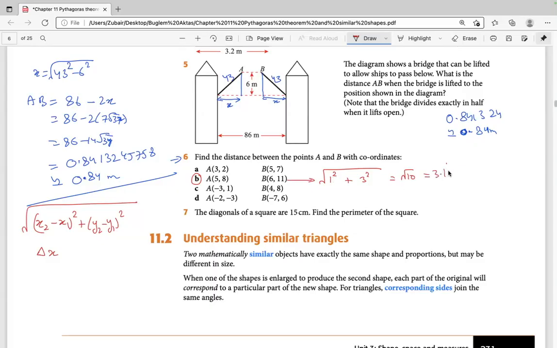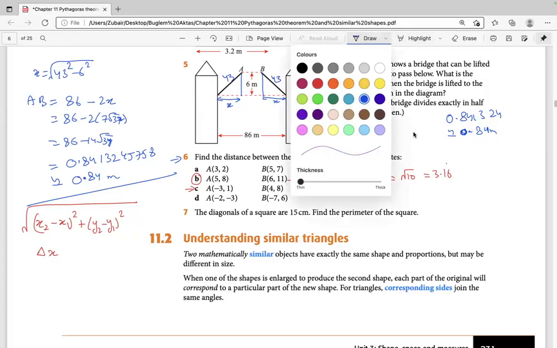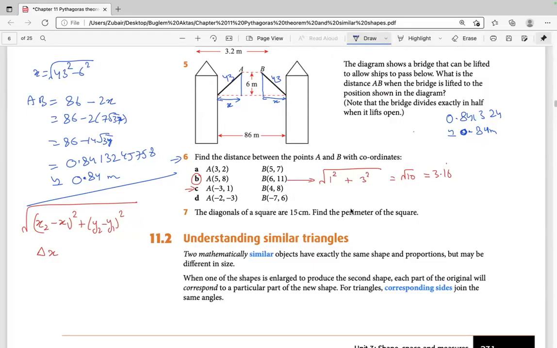Which makes it 3.16. Next one, what is the change in x in C part? It is 7. Very good. 7 squared, and change in y is also 7. So the square root of 7 squared plus 7 squared gives me 7 root 2, which in decimals is 9.899. So up to 3 significant figures, that would be 9.90 units.